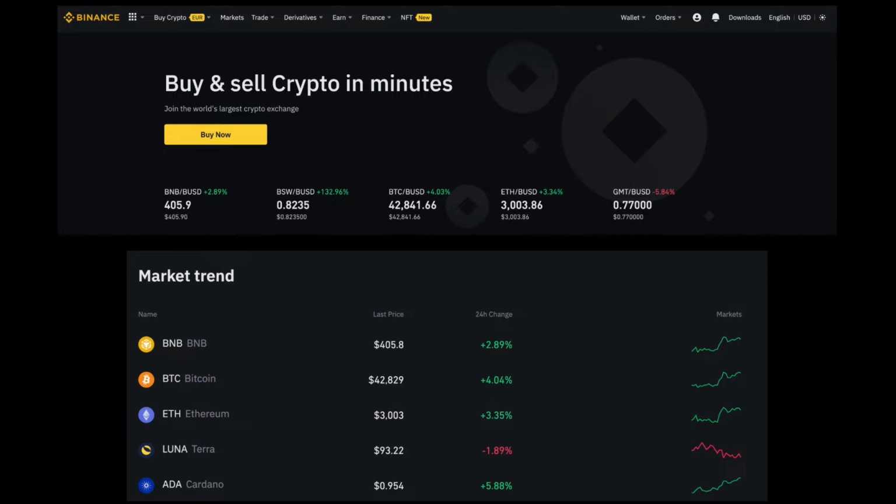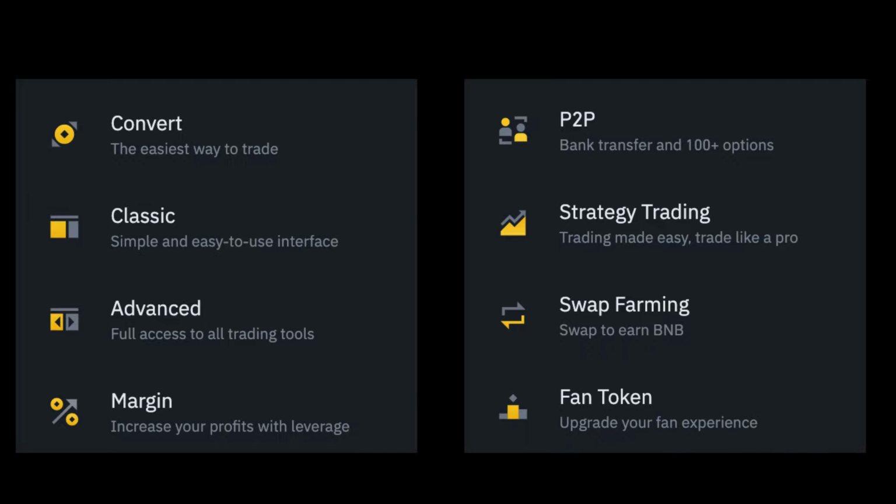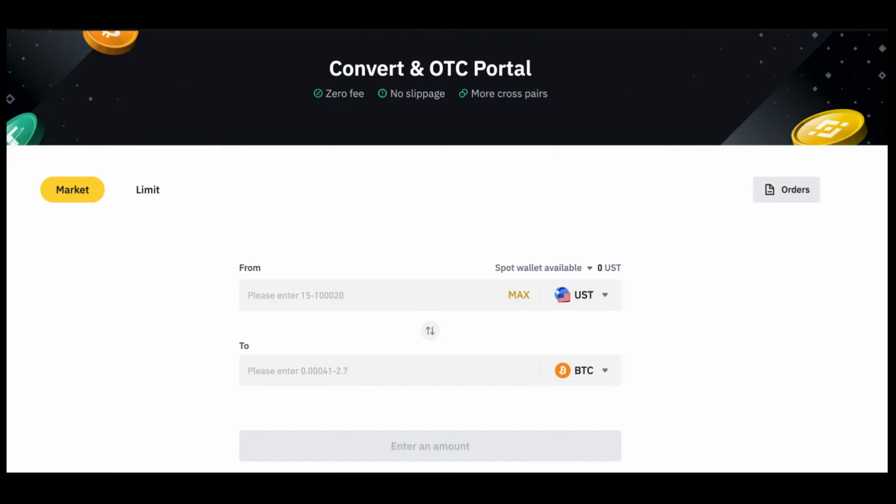The blobs are not affiliated with Binance by any means, but it is the platform I use to trade on a daily basis, and this is what it looks like. You can buy and trade crypto in many different ways from Binance, but the most useful ones are Convert and Classic and Advanced. These are the easiest and the most common ways to buy and sell cryptocurrencies.